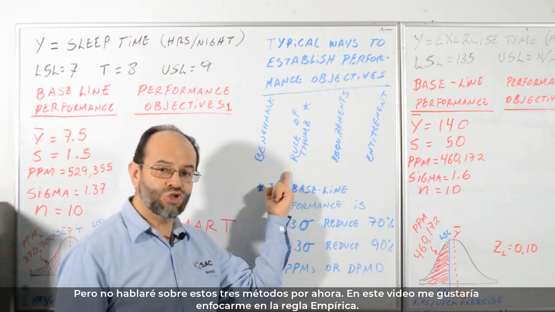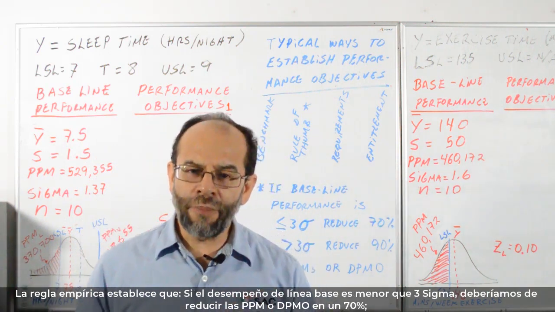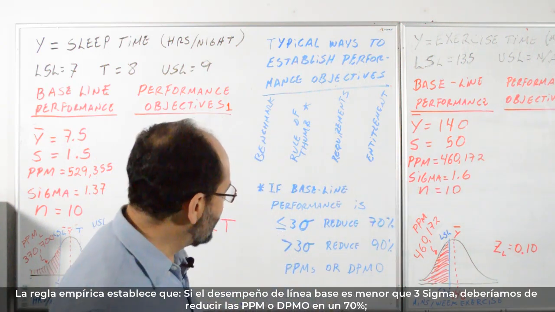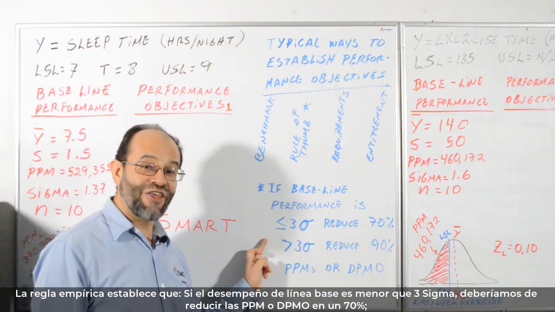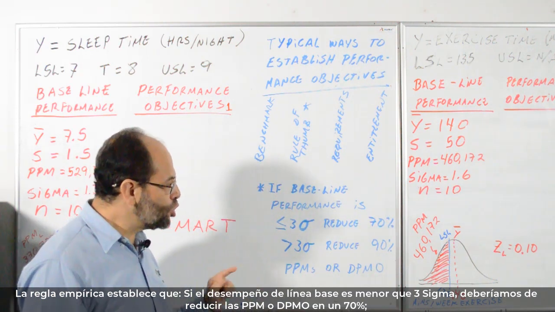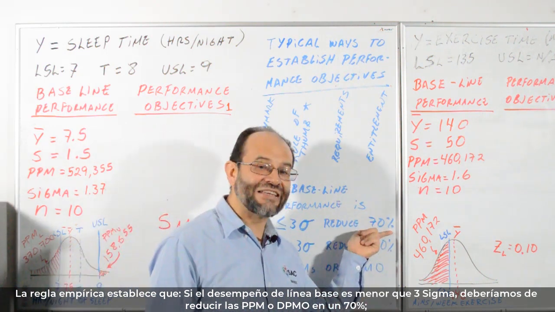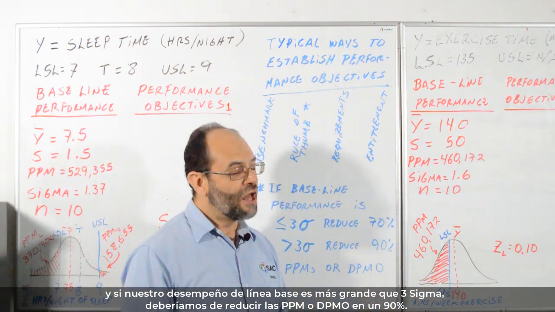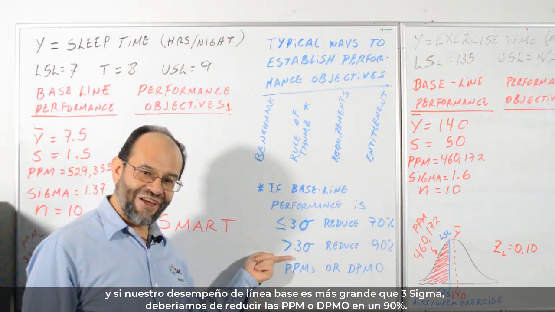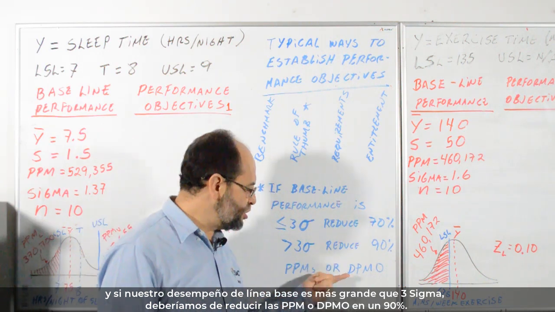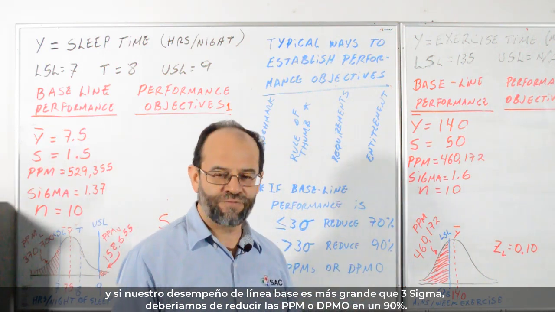I would like to focus in this video on the rule of thumb. The rule of thumb states this. It states that if our baseline performance is smaller than 3 sigma, we should reduce PPMs or DPMOs by 70%. And if our baseline performance is greater than 3 sigma, then we should reduce PPMs or DPMOs by 90%.